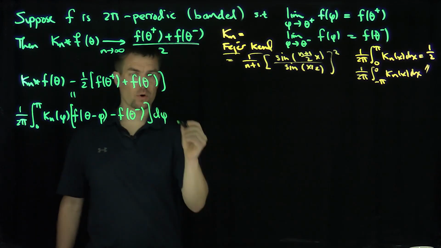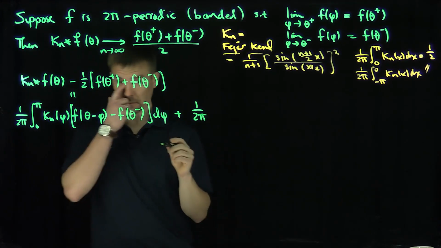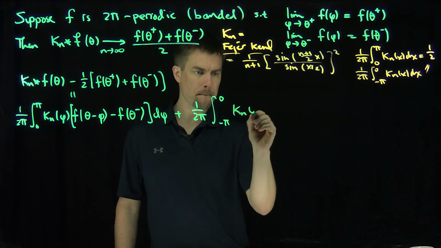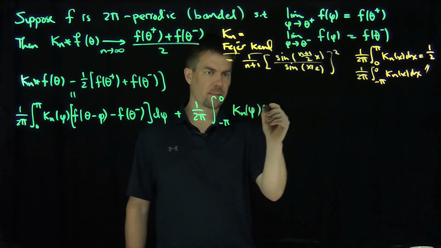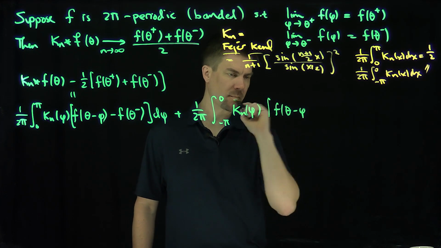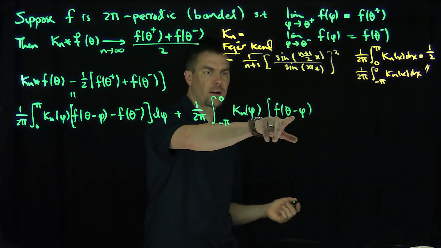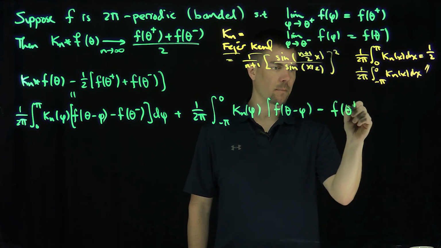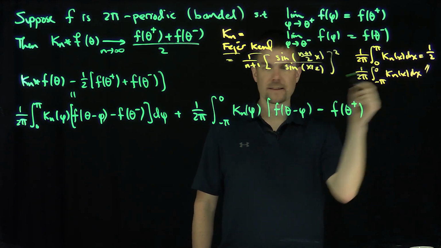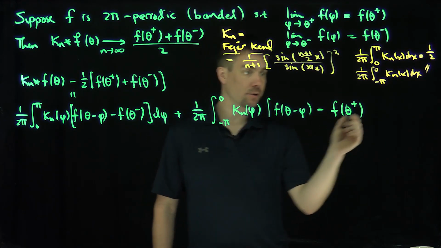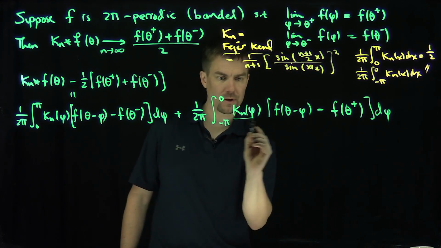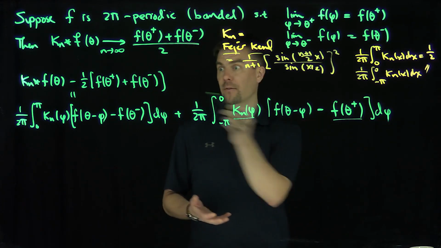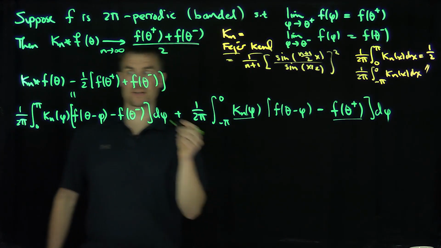And then the second term we're going to get is 1 over 2 pi, the integral from negative pi to 0 of Kn of phi, and then f of theta minus phi. Here these correspond to values bigger than theta, so that's going to correspond to the plus limit. So I'm going to subtract off f of theta plus, where I've used the fact that on each of these half integrals, these Fejer kernels integrate to 1/2, right? d phi. So you see that this term and this term is really just negative f of theta plus times 1/2, and of course the f of theta plus also has 1/2. So this expression is exactly what we get.